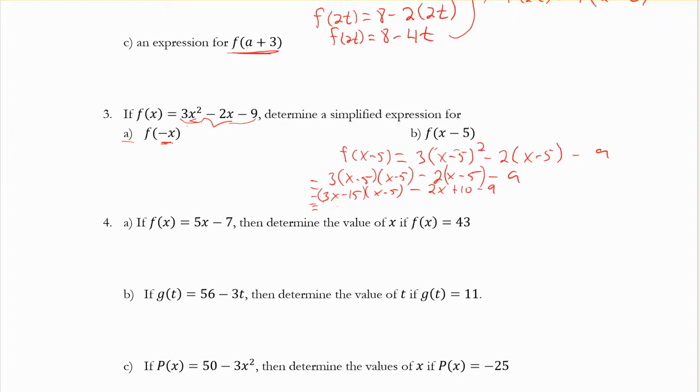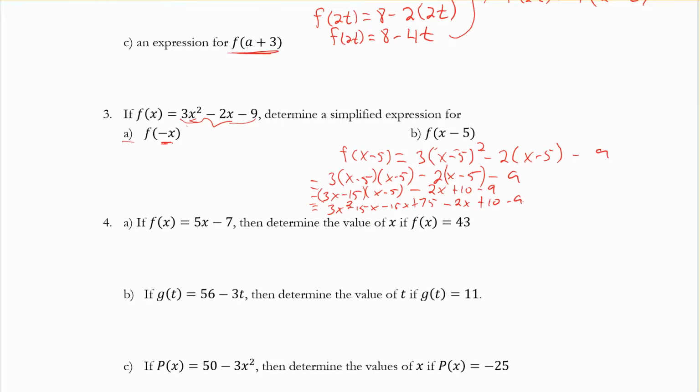So 3x times x, 3x squared, 3x times minus 5 is minus 15x, minus 15x, then plus 75, minus 2x plus 10 minus 9.